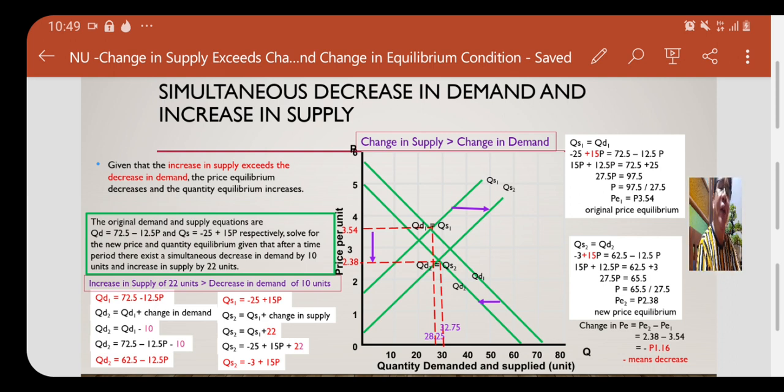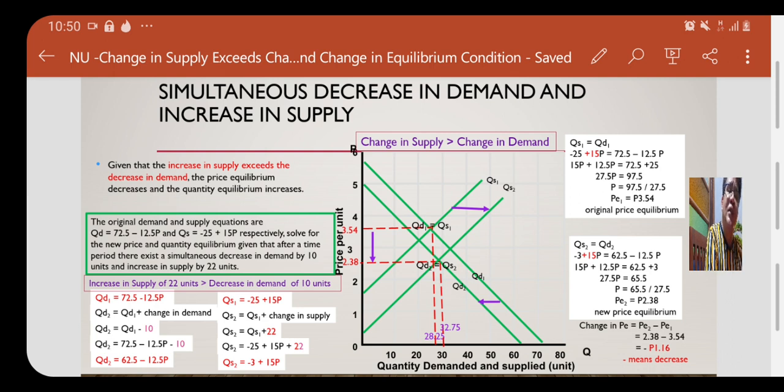28.25. Now to find the new equilibrium point, it is the point of intersection between the new demand curve and the new supply curve. So that's between QD2 and QS2. And at this particular point where QD2 is equal to QS2, the corresponding price is 2.38. So that means the price was 3.54 and now it becomes 2.38.